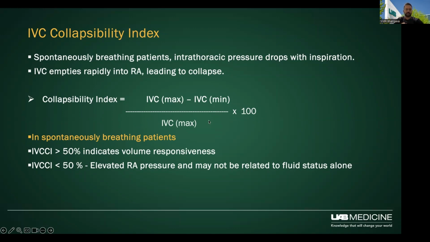maximum times 100. And studies have found that in spontaneously breathing patients, a collapsibility index greater than 50% indicates volume responsiveness. When it's less than 50%, it could be because the RA pressure is elevated for one reason or another and may not be related to fluid status alone, and so is not a helpful measure in predicting volume responsiveness in these patients.